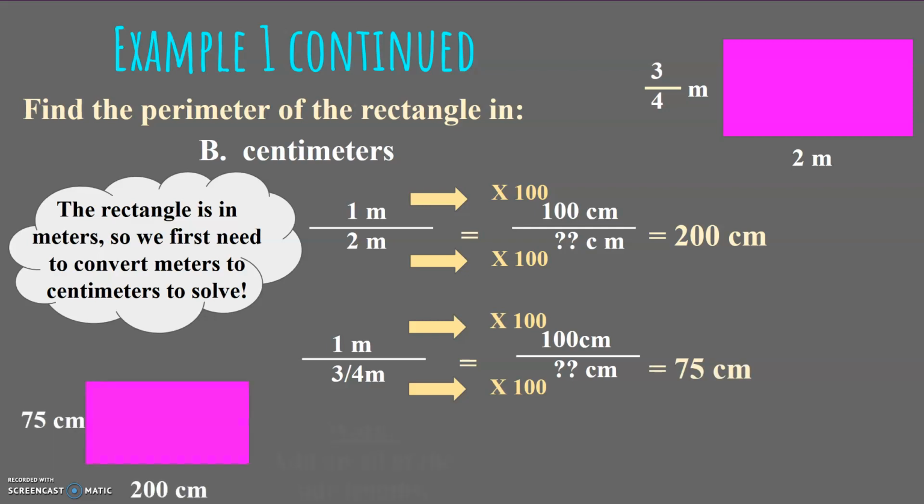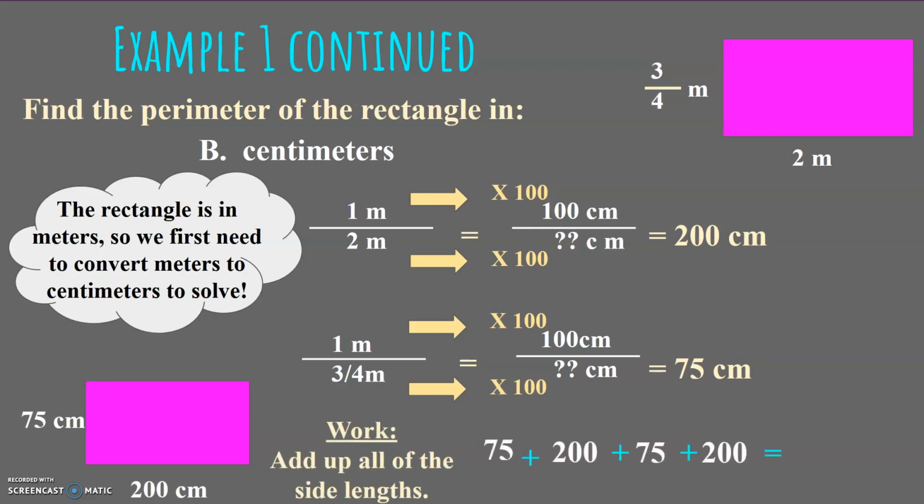Now again, we're going to add up all the sides. 75 plus 200 plus 75 plus 200 is 550 centimeters. Huh, interesting. 550 centimeters is like 550. Interesting.